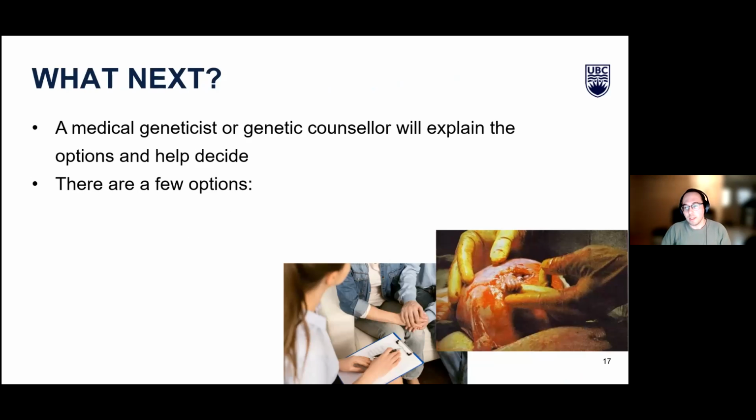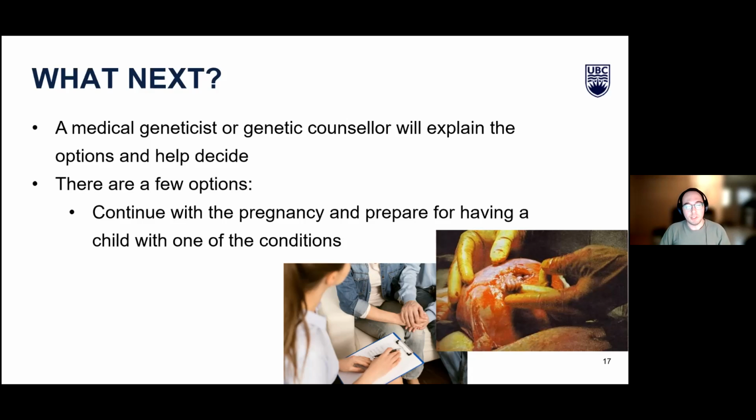All right, so what next? So if we do get positive results from these diagnostic tests, whether it was a positive detailed ultrasound finding a neural tube defect, or we got a positive result from the amniocentesis or the chorionic villus sampling, what happens? So one of the things that is going to happen, and this will happen for the other types of genetic testing that I'll be talking about, but the mother will be connected with a medical geneticist or a genetic counselor to help explain the different options that are available and just help them decide what option to go with.